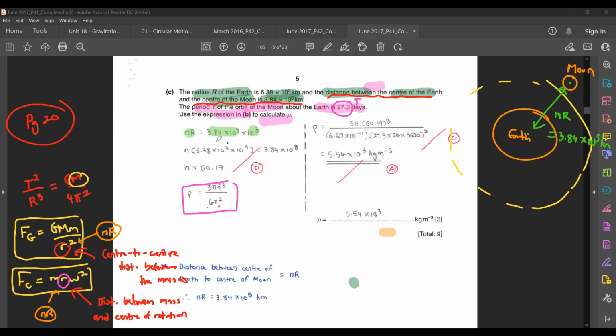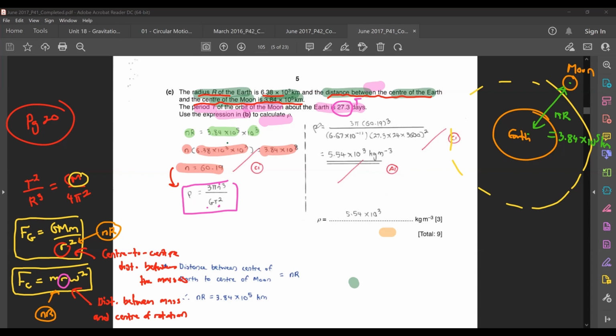And then after that, you sub in the radius of the Earth. They already told you the radius of the Earth, capital R, is this value. So sub in also 6.3 times 10 power 3, again change to meter. Then eventually you will get N as 60.19. So once you have N, you can now proceed with this one. Then you will get your answers already.